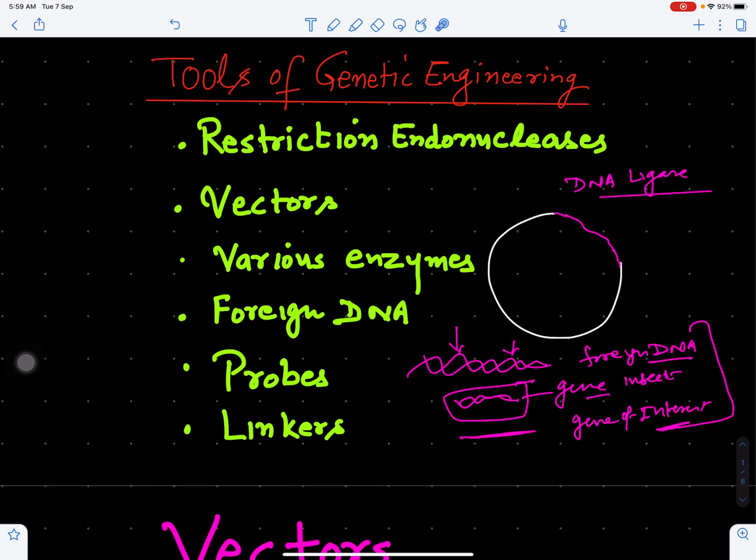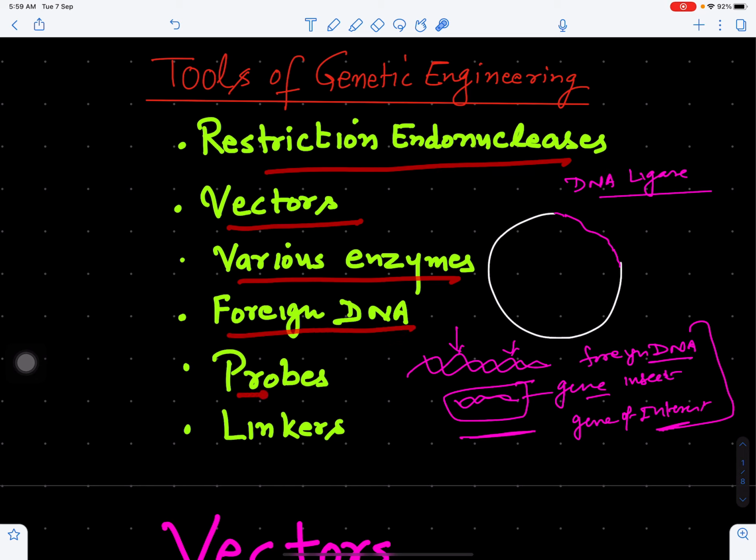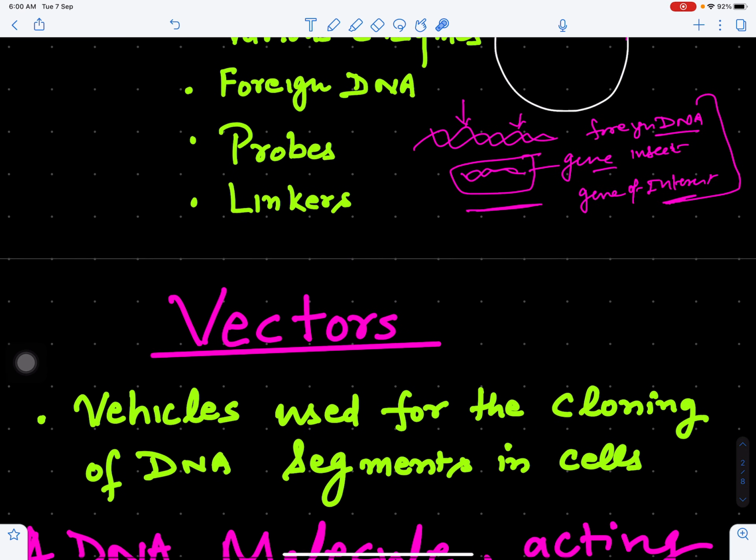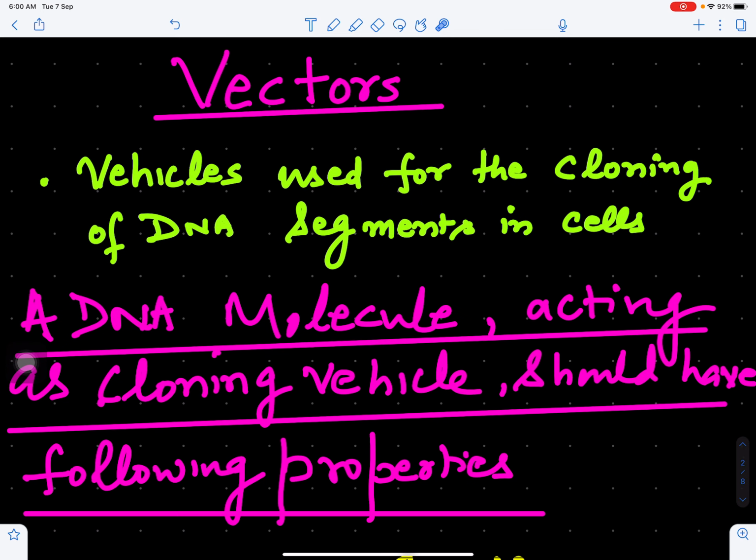Then we need to have probes and linkers. This again we'll discuss in detail. I will not go into the detail of probes and linkers here. So there are various tools like restriction endonucleases, vectors, various enzymes, foreign DNA, probes and linkers. Restriction endonucleases, I have shared the link in the description box. Vectors we'll discuss in the next video. Then we'll continue with all other factors like various enzymes, foreign DNA, probes and linkers one by one, and you can watch my videos.